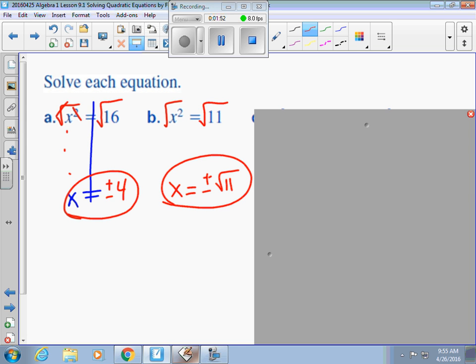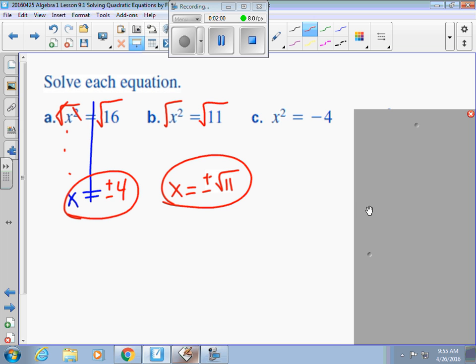It's just like having a radical expression. I'm sorry, it's just like having a variable expression. We don't try to simplify it to the decimal equivalent. What about x squared is equal to negative 4? Take about 20 seconds, see if you can figure out what x is.